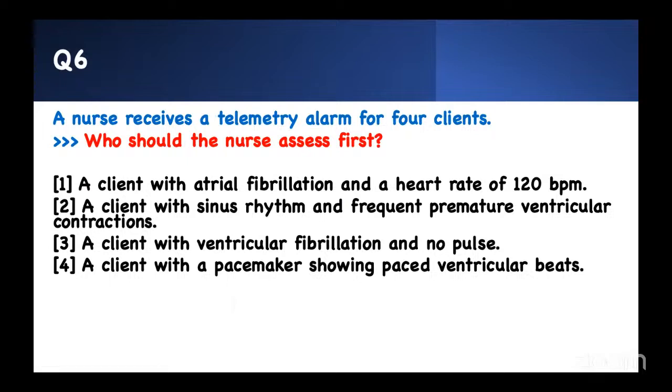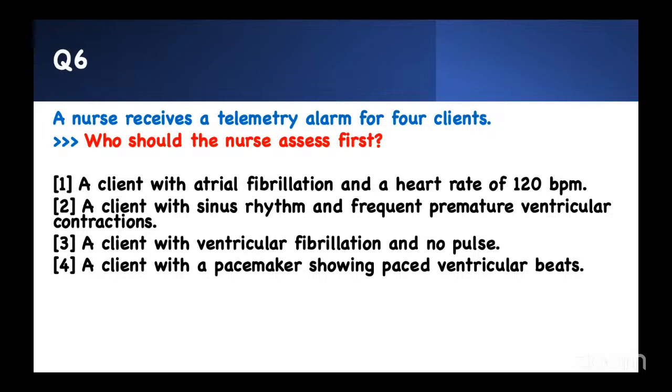Same thing. Who do you see first? Everybody is on telemetry and an alarm went off. Which patient do you have no time with? AFib, his heart rate is 120. Is he in shock? Did I give you any blood pressure? If you have AFib, I expect your heart rate to be high. It's irregular, but there's nothing in the case telling you they are in trouble. Sinus rhythm with frequent premature ventricular contractions is a warning sign. Check the electrolytes and make sure they're fine.